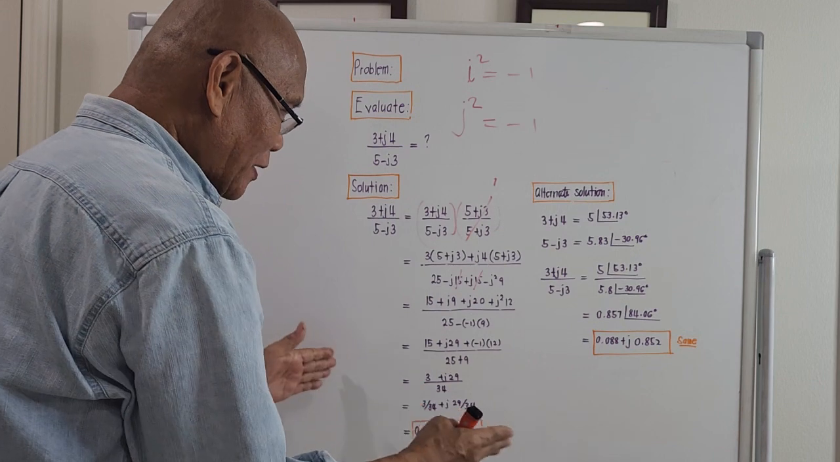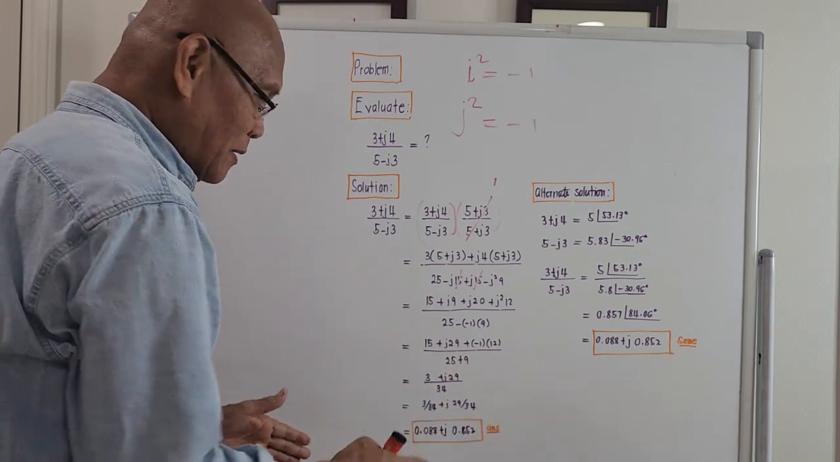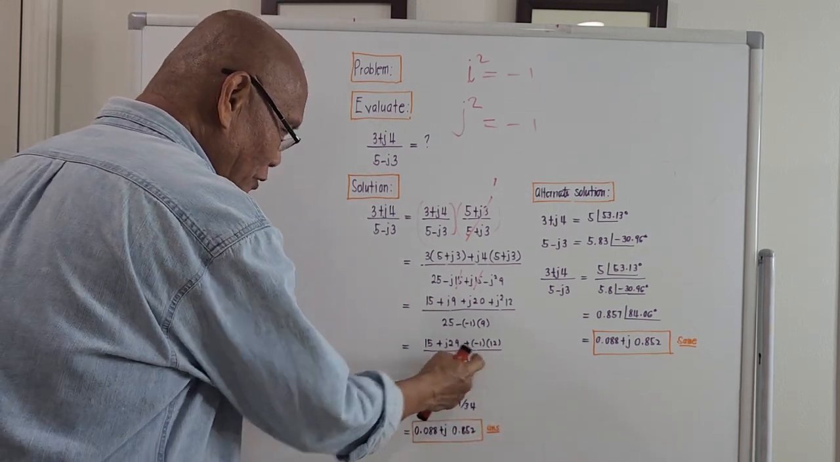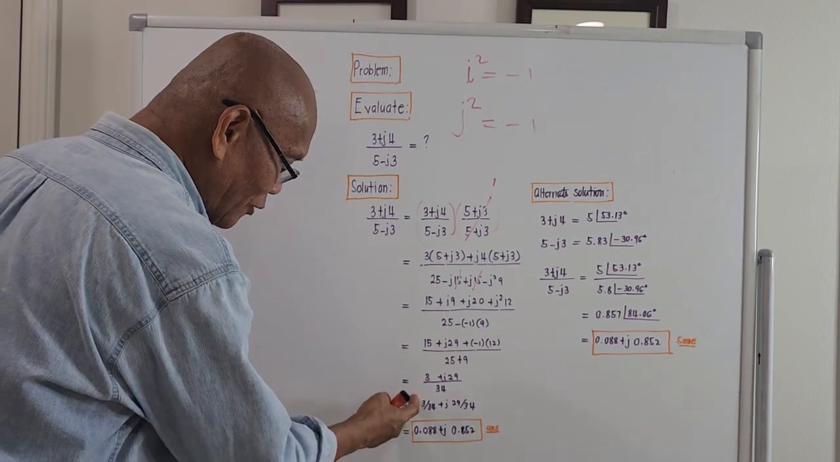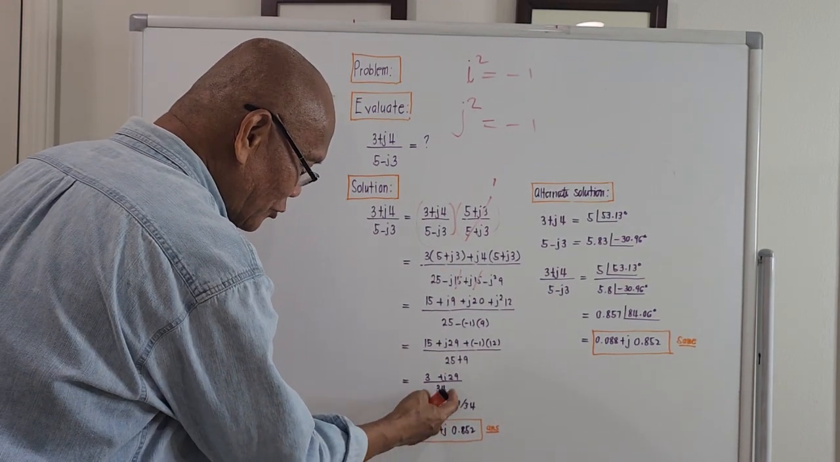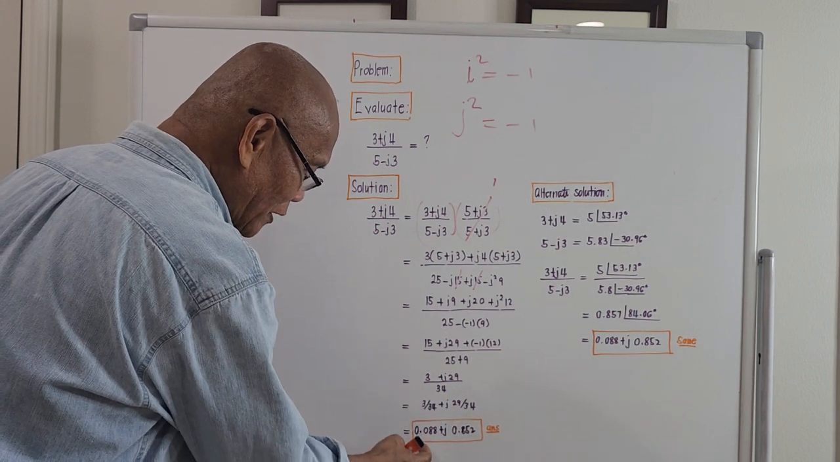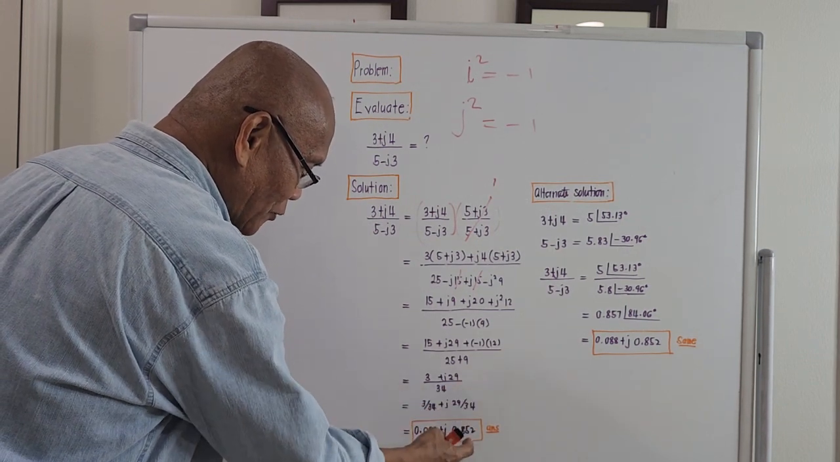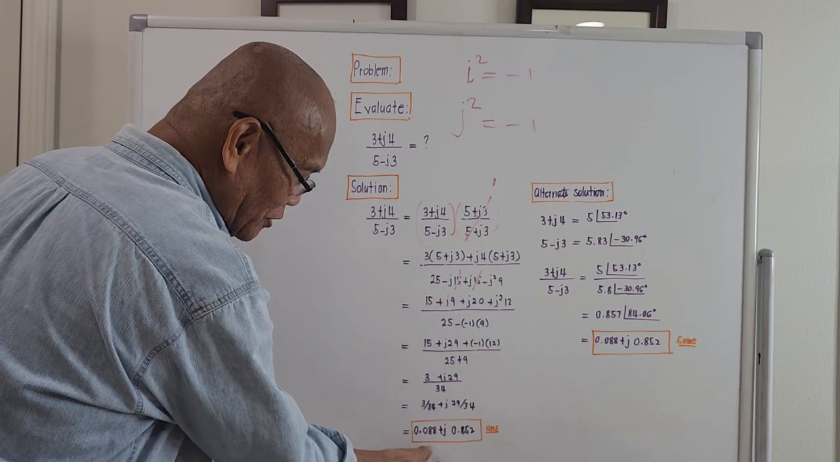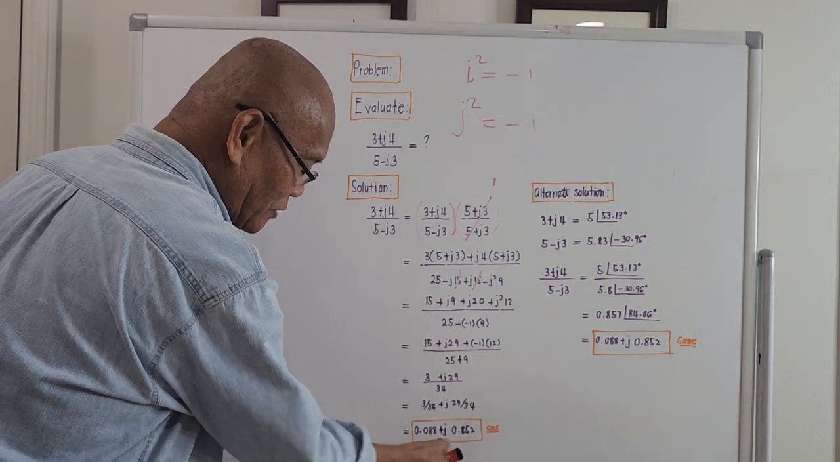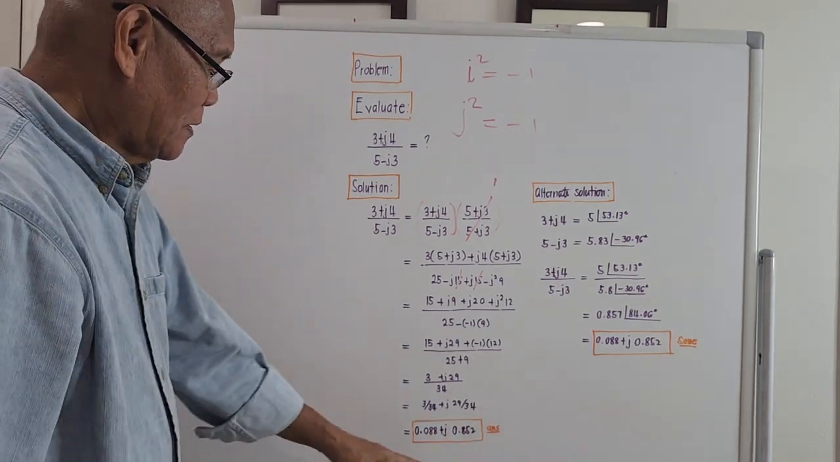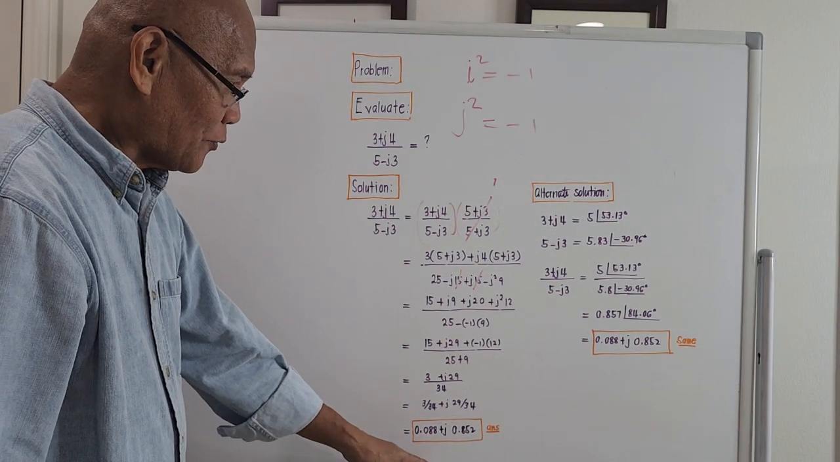Okay, so if we try to individually divide this denominator to each of the numerator, this will now be 3 over 34 plus j 29 over 34. 3 over 34 is 0.088. 29 over 34 is 0.852. This is the real part, and this is the imaginary part. Okay? This is in rectangular form.